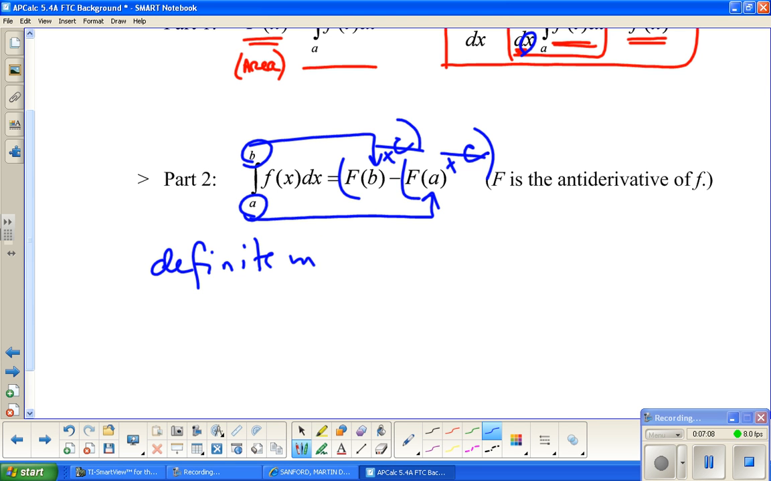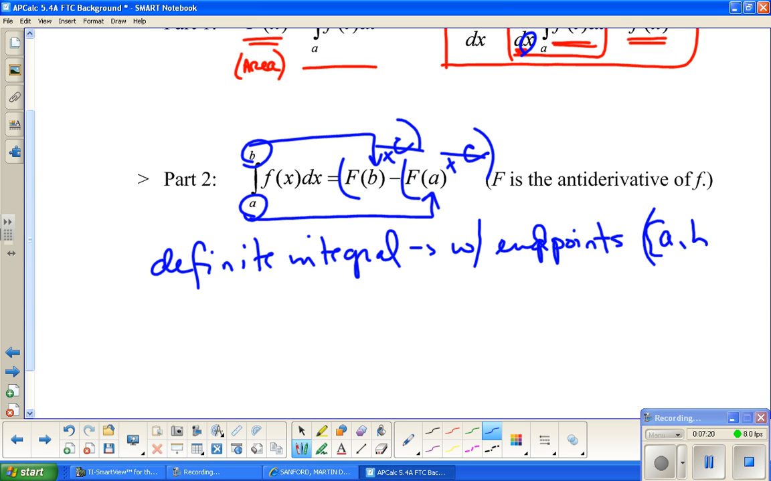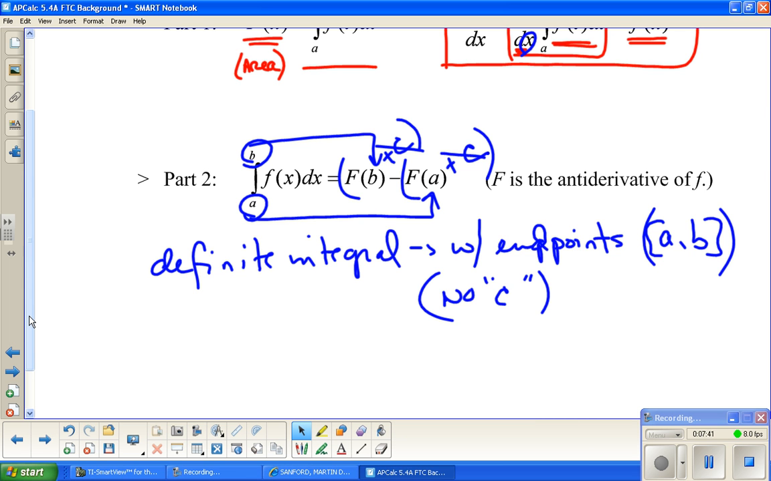A definite integral just means an integral with endpoints. In other words, the a and the b. Okay, I don't need parentheses, but I did anyway, sorry. An indefinite integral is basically just an antiderivative, and that requires the plus c. Okay, so no c required for a definite integral because it subtracts away anyway.